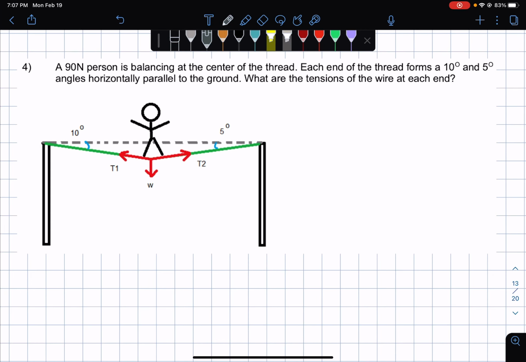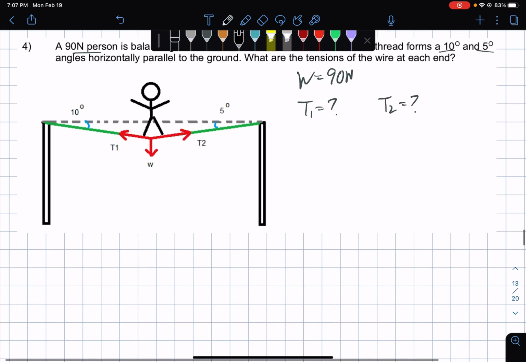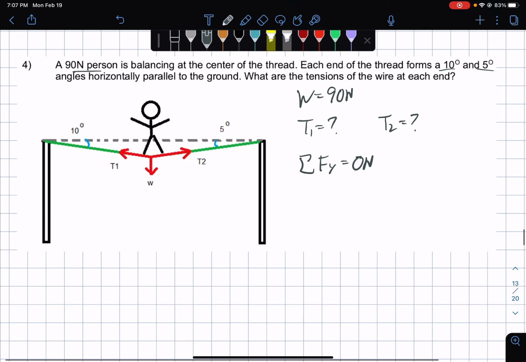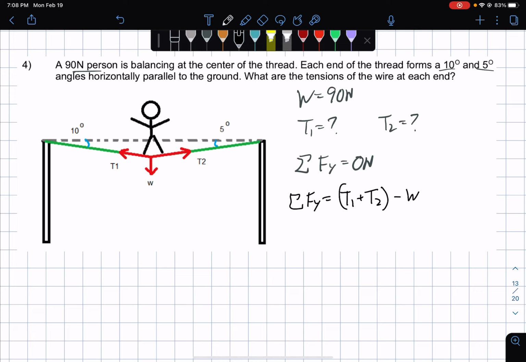A 90 newton person, so I can say that this is the weight. The unit for weight is the same as the unit for tension, which is in newtons. Balancing at the center of the thread, form 10 and 5. So what are the tensions? T1 and then T2. Again, we know that the summation of Fy is equal to 0. The guy is balancing, or the girl, whoever that individual is. And the summation of Fy is equal to T1 plus T2, and then subtract the weight. Summation of Fy is equal to 0 newtons.